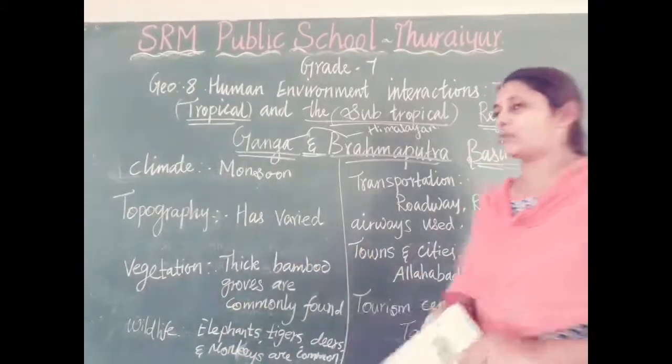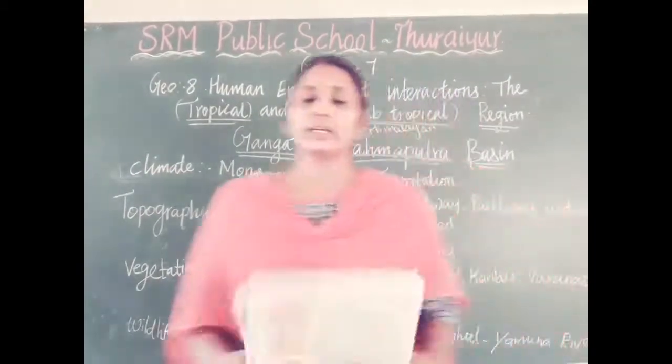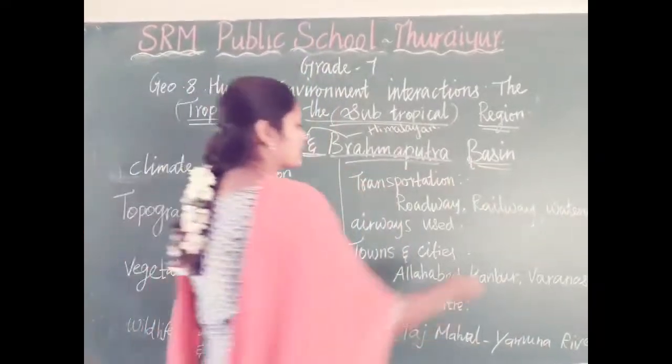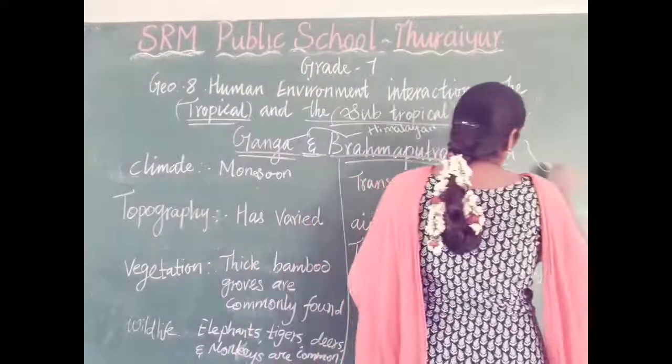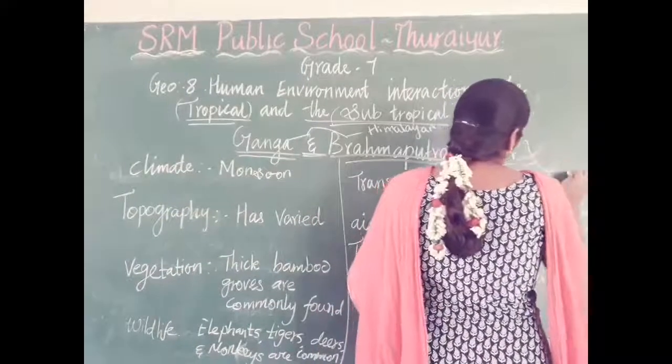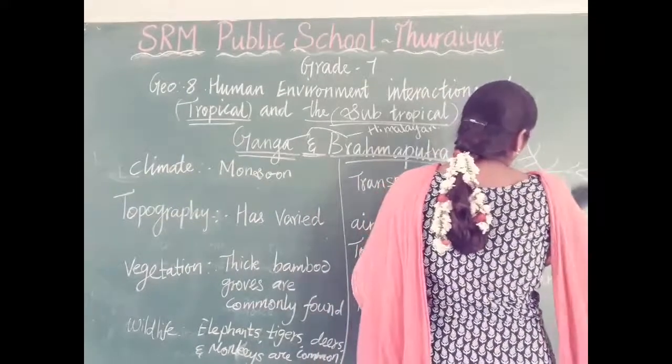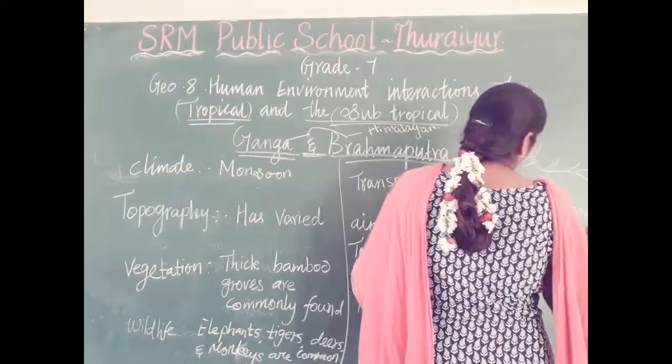Okay, so delta, what do you mean by delta? What is delta? Already we discussed. So this is the Ganga river, Ganga and its tributaries. Here the Brahmaputra joins, so it is merged. Here we have the Bay of Bengal.